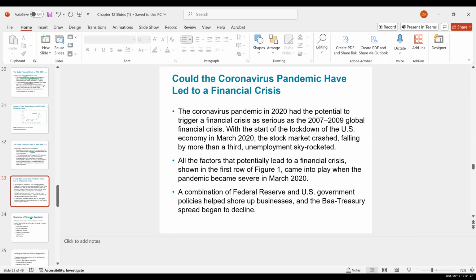What about COVID? Could the coronavirus pandemic have led to a financial crisis? We know COVID 2020 had the potential to trigger a financial crisis as serious as 2007. With the start of the lockdown of the U.S. economy in 2020, the stock market crashed, falling by more than a third. Unemployment skyrocketed, up to about 22%, 25%. All the factors that potentially led to a financial crisis shown in the first figure came into play when the pandemic became severe in March 2020. But a combination of Federal Reserve and United States government policies helped to shore up businesses after COVID.